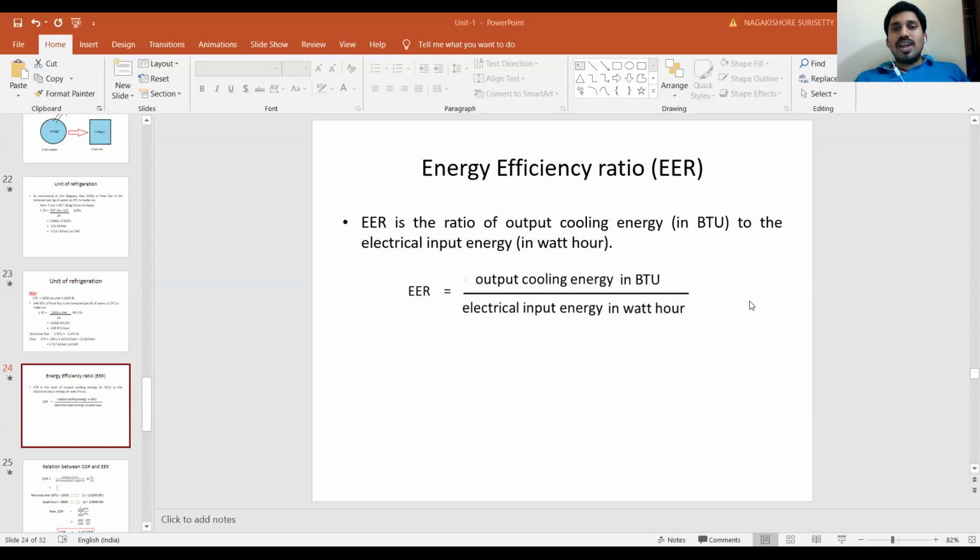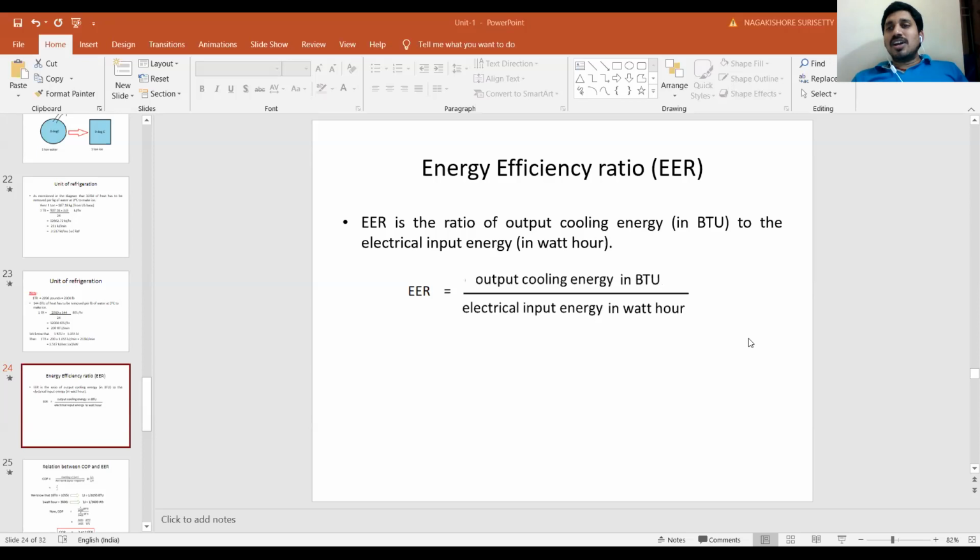In today's class, I will discuss energy efficiency ratio, also called EER, and one problem regarding the reversible Carnot cycle, and types of refrigeration systems will also be discussed. First of all, I start with energy efficiency ratio, also called EER. Very important from the examination point of view. We see a 2 marks question on this regularly.